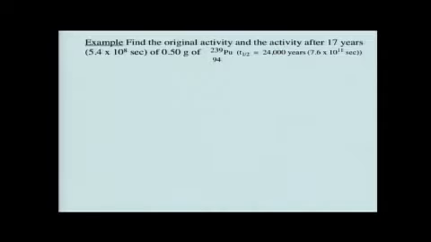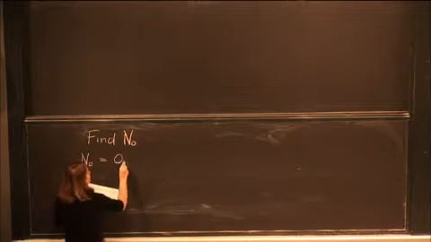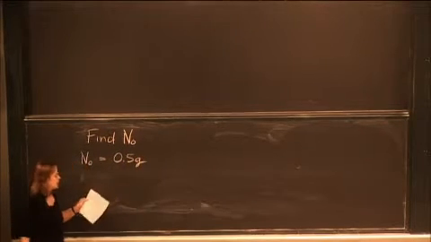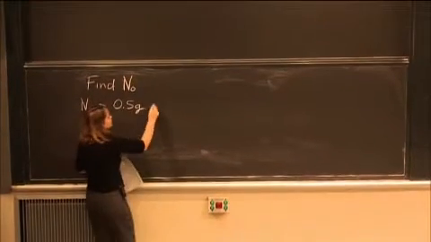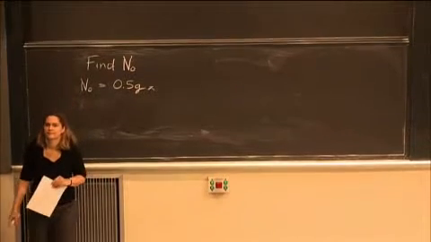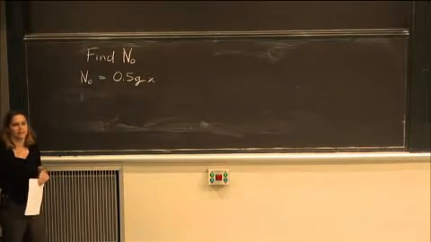So first, given the information up there, the first thing we want to do is find the original number of nuclei. So first, capital N0, the original number of nuclei. So we're given information about grams. So we have 0.5 grams. And now if we want to know the number of nuclei, what's the first thing I have to do? Convert from grams to what?